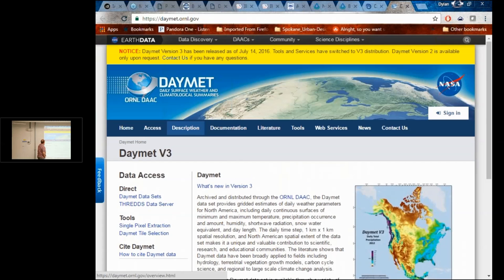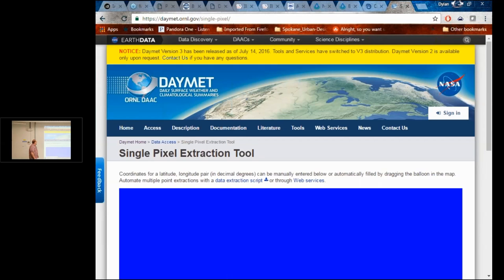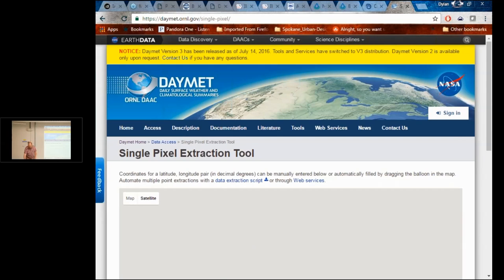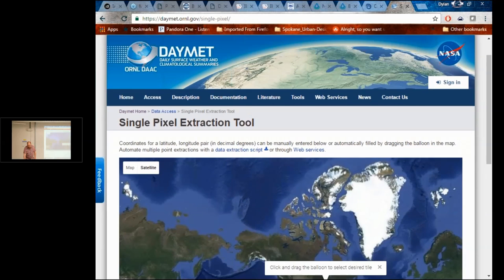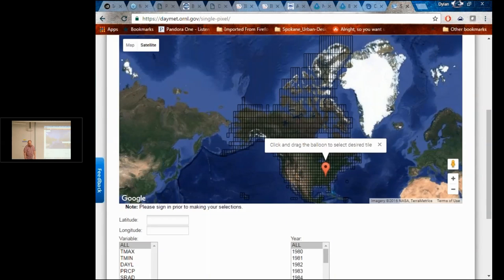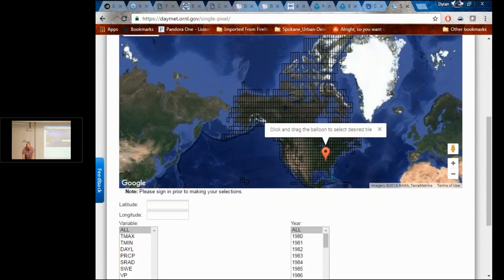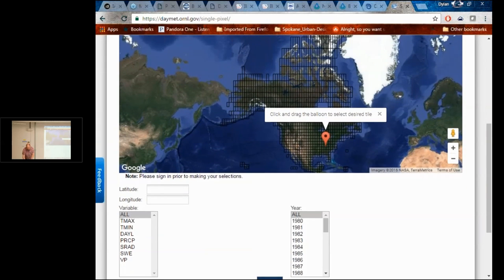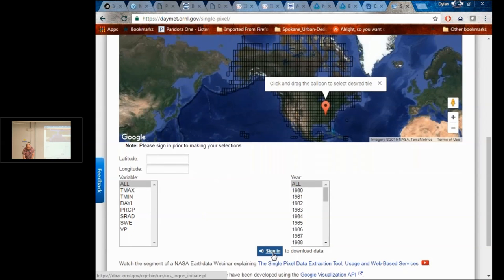It comes out of the Oak Ridge National Laboratory. It's a large-scale modeling thing. But the one I like is part of it is this single pixel extraction point. And there we go. So anywhere in North America, including most of Canada, you can go in here. Now, again, this is a free site.